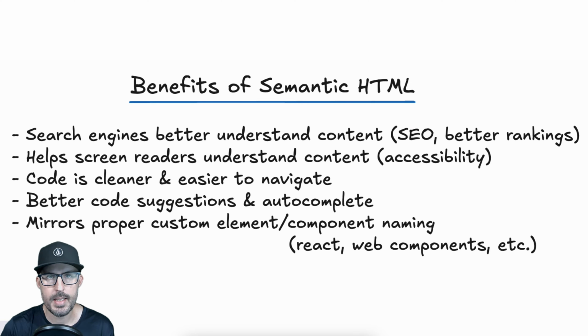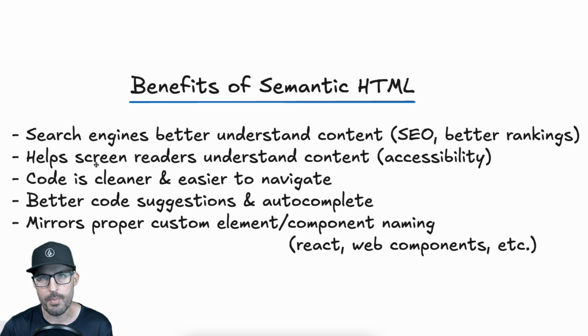Now again, semantics is all about meaning, and if you provide more meaning to the elements on your page, you get a handful of benefits that you might not have been aware of. So for example, using semantic HTML elements helps search engines better understand your content, which leads to better SEO or search engine optimization and ultimately better rankings. The search engine can understand the different sections of your web page. It can better parse them and figure out how to serve up those web pages to users that are looking for that type of content.